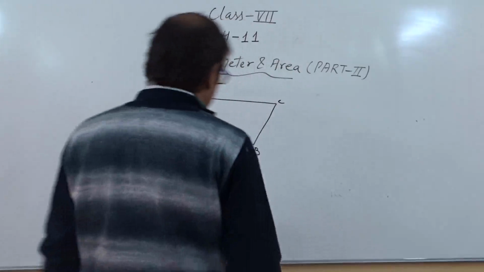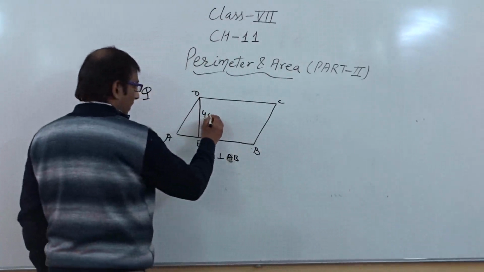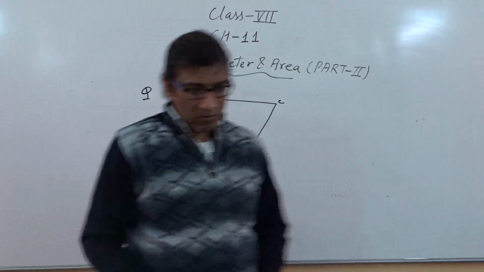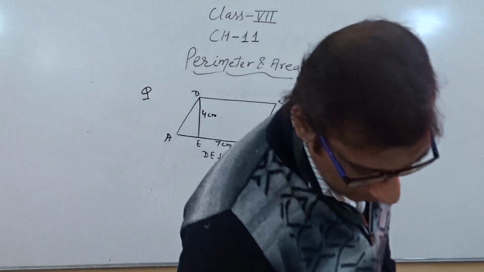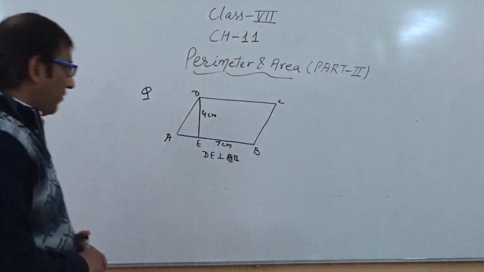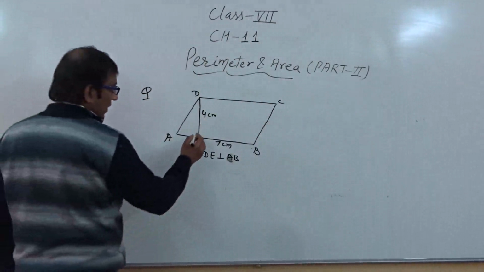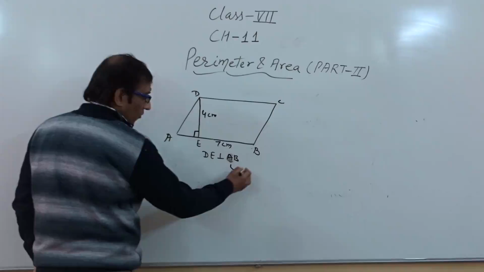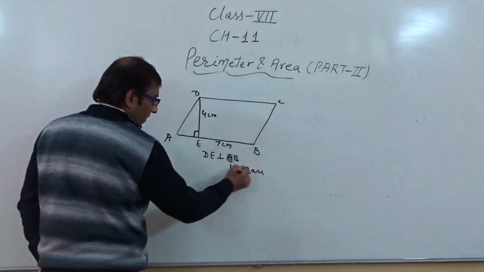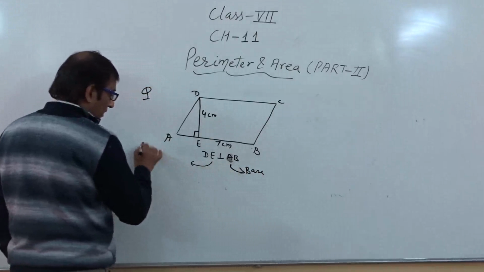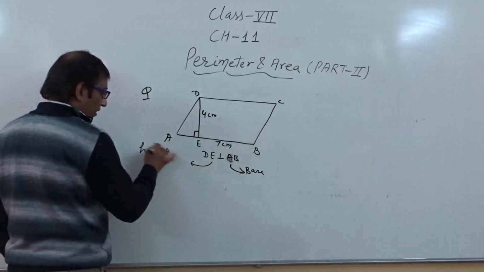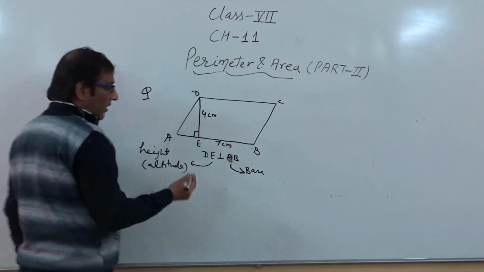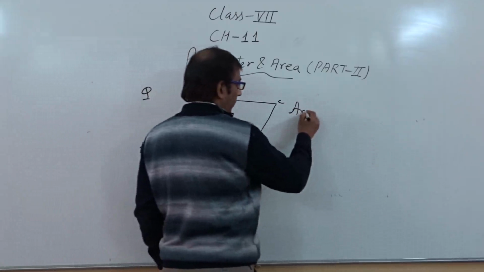So the measurements or dimensions this time are 4 centimeter and 7 centimeter. Then how can we calculate the area of the parallelogram? So definitely DE is perpendicular on base AB. So AB is base and DE is height, or we can say altitude. So how can we calculate the area of parallelogram?